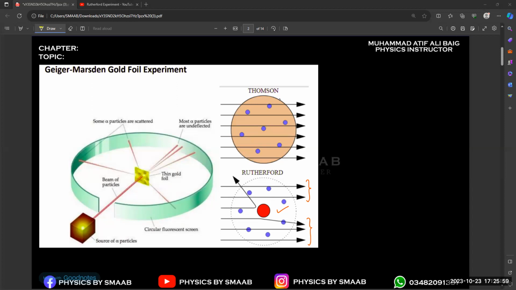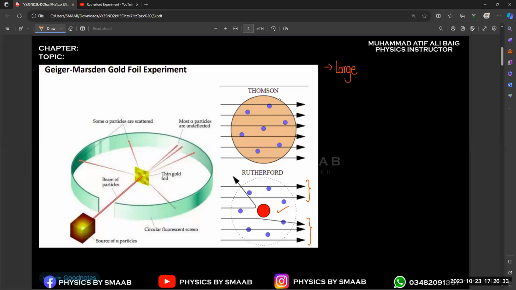So if you have any sweet dish like in a bowl and you just sprinkle nuts on that, that is like the plum pudding model, right? They are just randomly distributed. There is no structure, no specific formation. And some scientists also thought the atom consists of a large positive sphere, right? So these are the old assumptions.